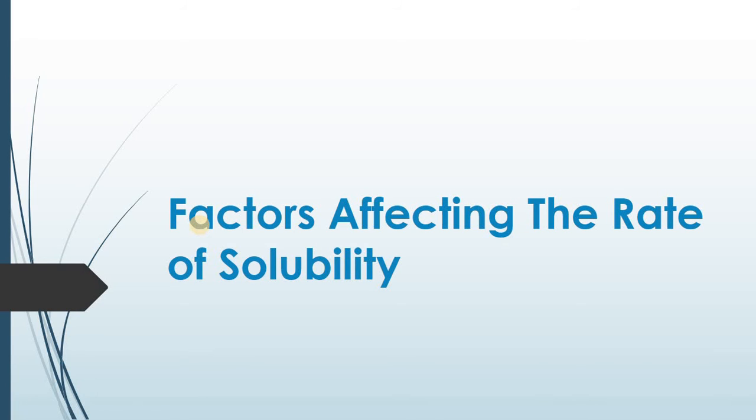Now we're going to learn about the factors affecting the rate of solubility. So we learn the meaning of solubility. Solubility is when you have a solvent and you have a solute. When you mix them up, that's how solubility will be in effect. If you have a higher rate of solubility, this means the solvent and the solute will mix faster than the other one in a different beaker.